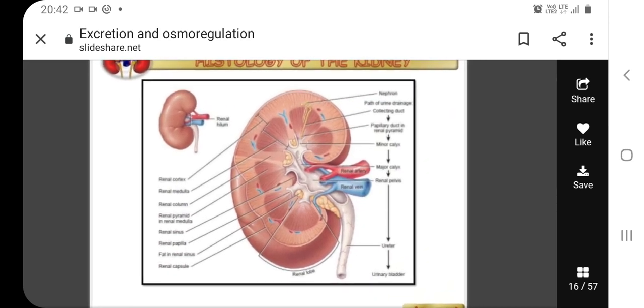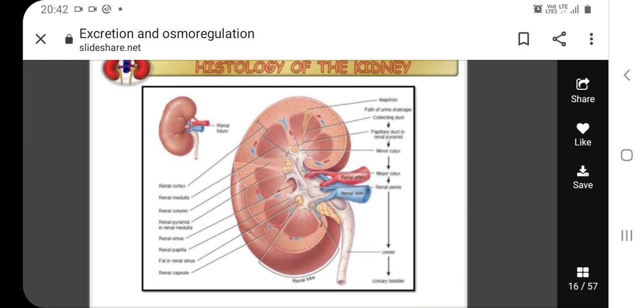Histology of kidney. As you can see in this section, the longitudinal section, there are three distinct regions. The outer region called the cortex region, the inner dark pinkish in color known as the medulla region, and the whitish region known as the hilum.